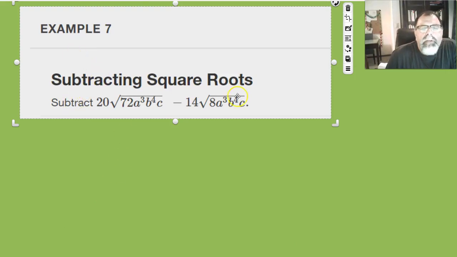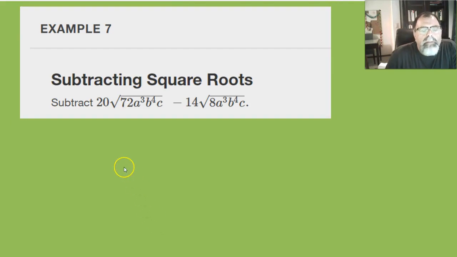Example 7, subtracting square roots. Subtract 20 times the square root of 72 a to the third b to the fourth c, minus 14 times the square root of 8 a to the third b to the fourth c. And remember, this is the principal square root. We just get lazy, and some people get even lazier and would just say 20 root. So you'll hear that a lot of times. Instead of saying square root, you just say root. But technically, it's the principal square root.